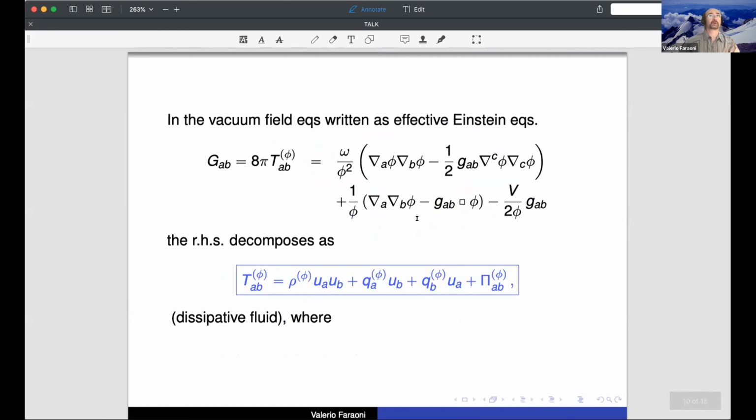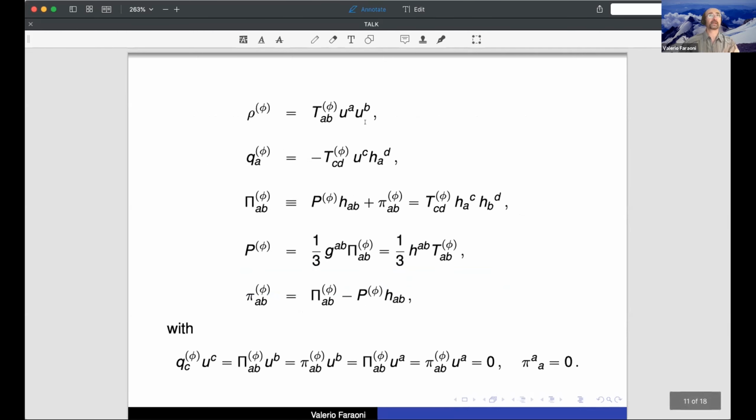So when you write the field equations in this form, the effective stress-energy tensor on the right decomposes in the form of an imperfect fluid. So this is the important part. You have this part here that includes the effective density of the fluid. This q_a is an effective heat flux density. u_b is the four velocity, and this pi_ab is the stress tensor, which includes an isotropic pressure plus anisotropic stresses. So if you define these quantities in a covariant way, you can compute them. The effective heat flux density, the pressure and the anisotropic stresses are purely spatial tensors.